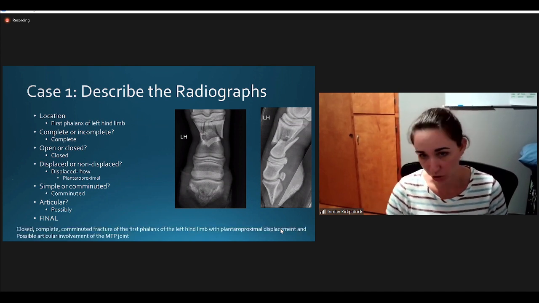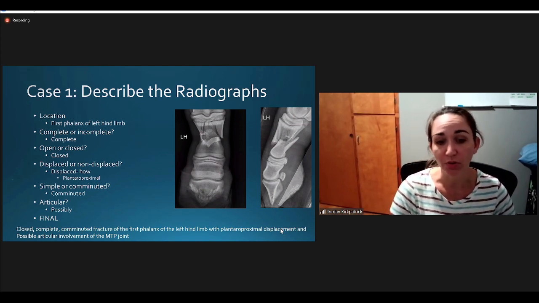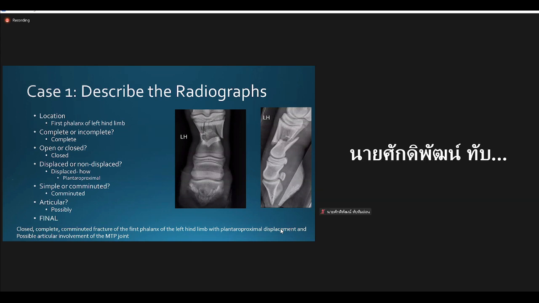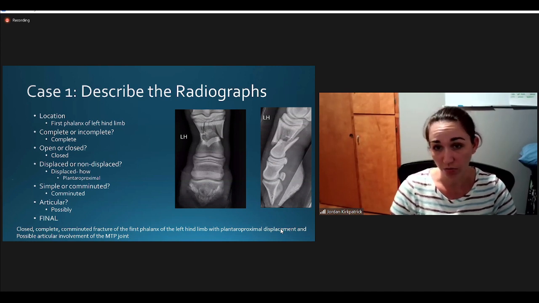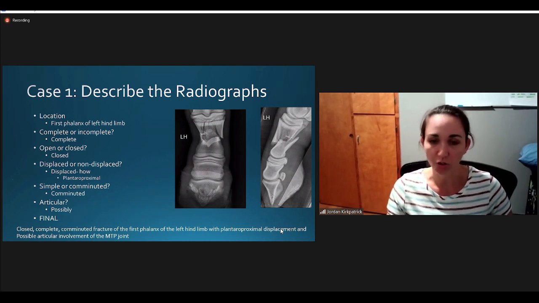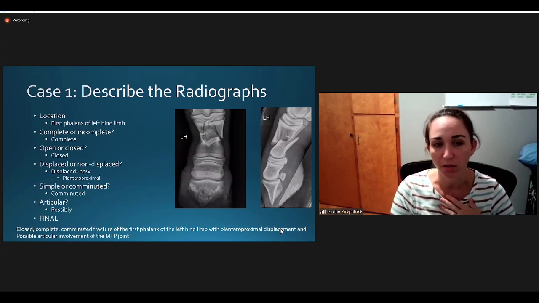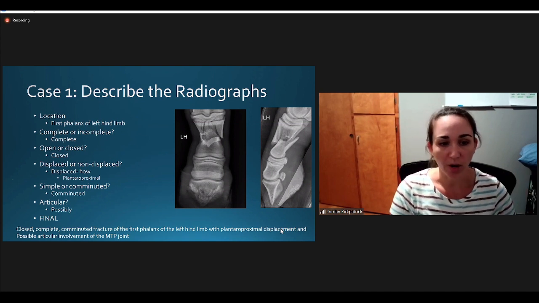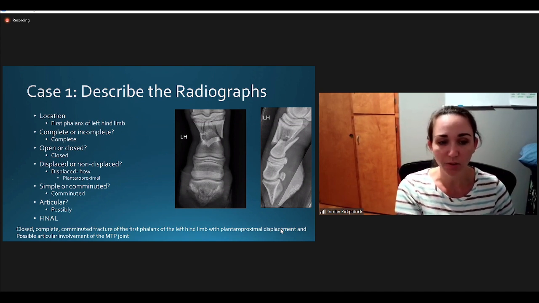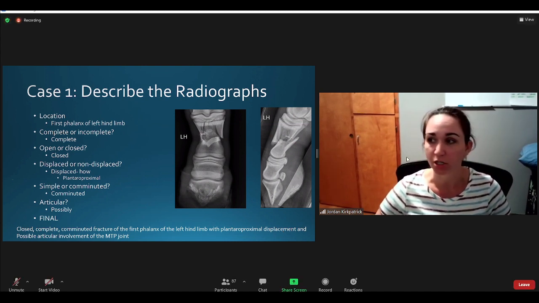So the final description of this fracture is a closed, complete, comminuted fracture of the first phalanx of the left hind limb with plantaro-proximal displacement and possible articular involvement of the metatarsophalangeal joint. I give these examples just so you can see the full on description, but this is something I would have to do for my surgery boards, but it's not expected of an ambulatory practitioner to say all of this, but just so you know things that we might ask for if you were to call about a fracture.